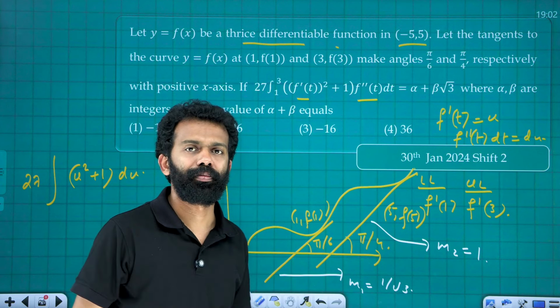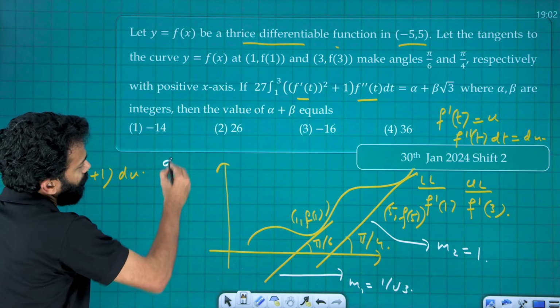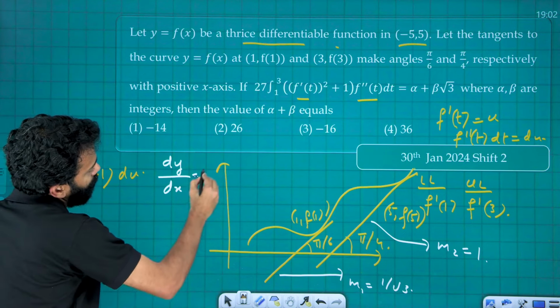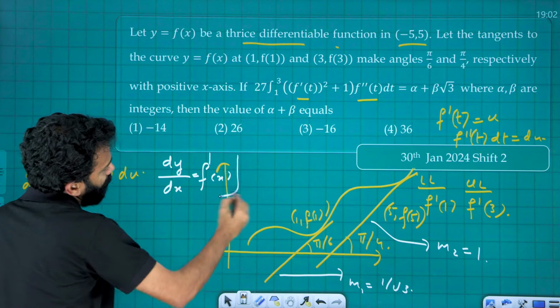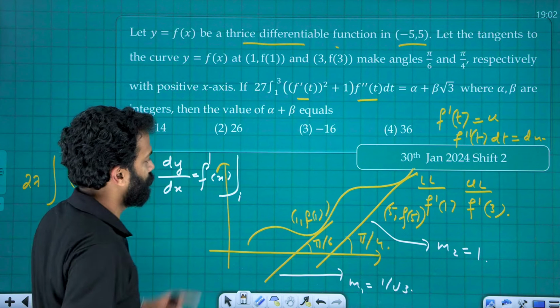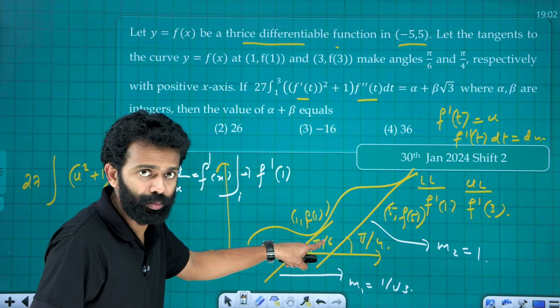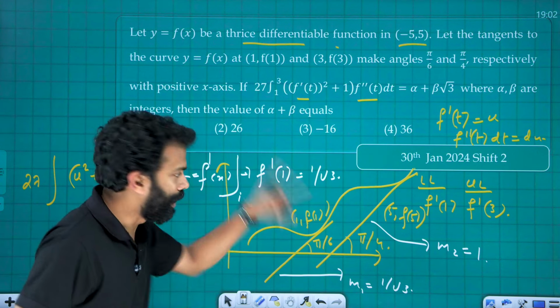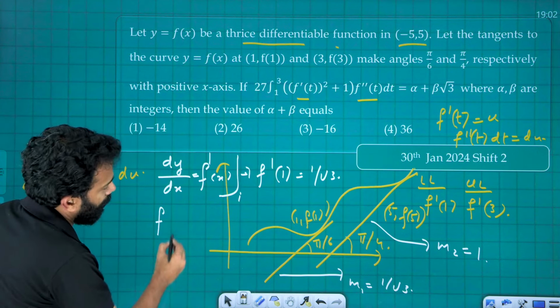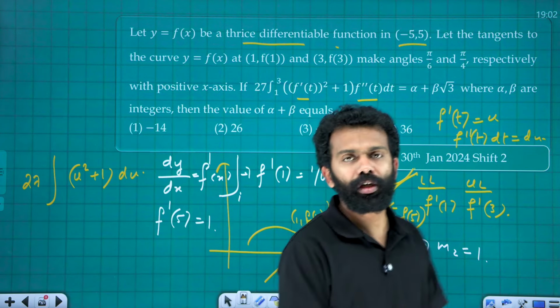What is the meaning of that? See, differentiate this curve y, that is dy by dx is equal to f dash of x, right? To get this slope you should substitute 1, that is f dash of 1, you will get the slope of the curve at this point, which is equal to the slope of the tangent at this point, that is 1 by root 3. F dash of 1 is 1 by root 3. Like that you will get the value of f dash of 5 as 1. Okay, so they are the corresponding lower limit and upper limit.